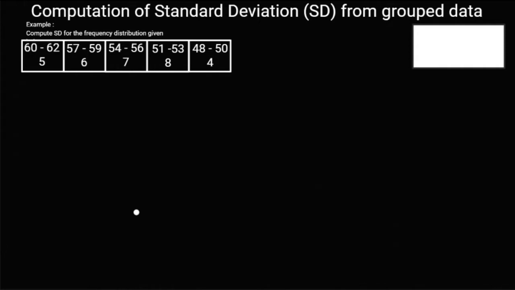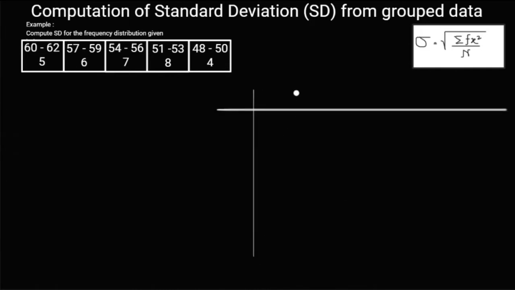The formula we will use to find the standard deviation is sigma equals root over summation fx square divided by n. Okay, so we can see there is an example. Today we will show a calculation from the example given above. So first we make a table.